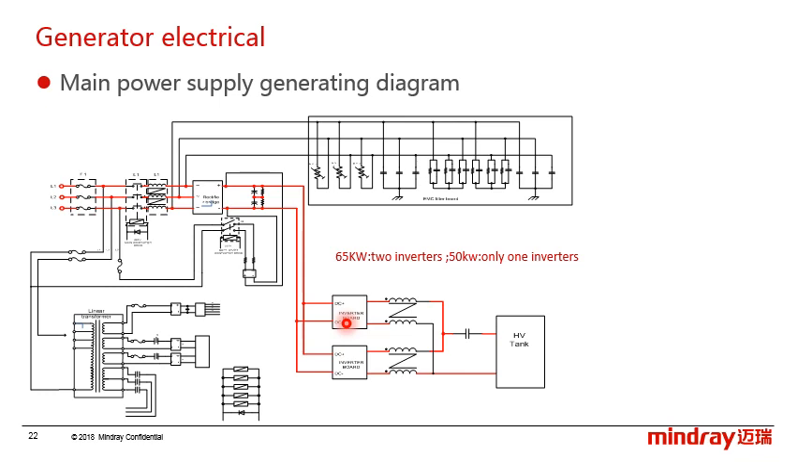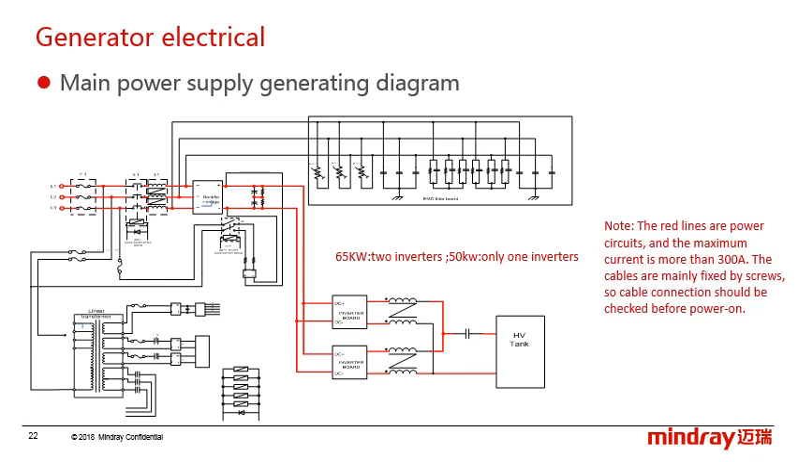For the 65 kilowatt generator, it has two inverter boards. For the 50 kilowatt generator, only one inverter board. And after the inverter board, the power will be transformed to a high frequency power, and at last transmitted to the tank.